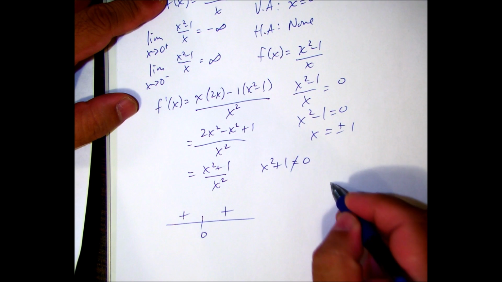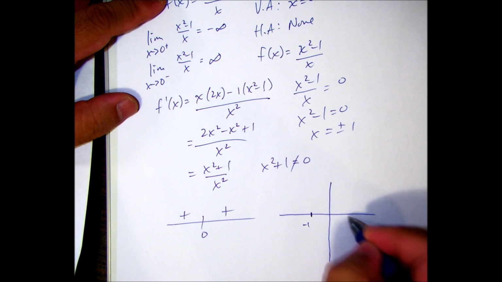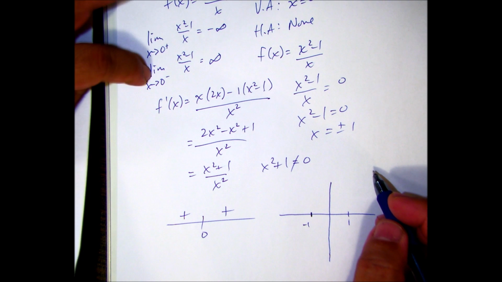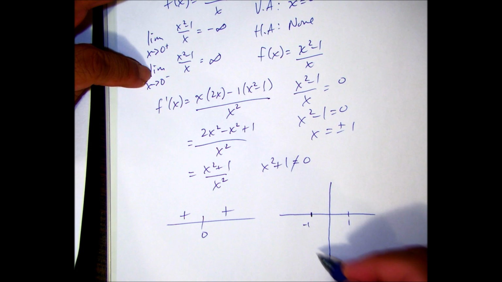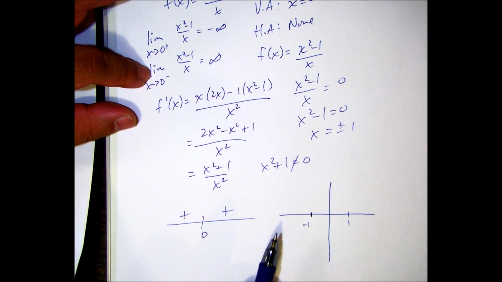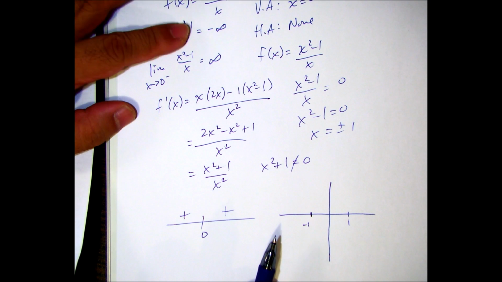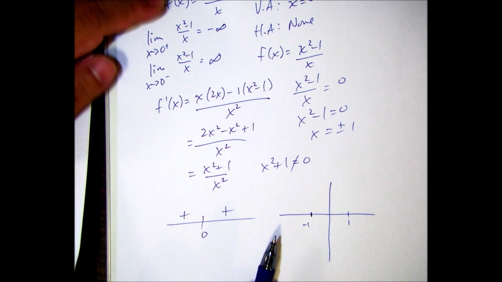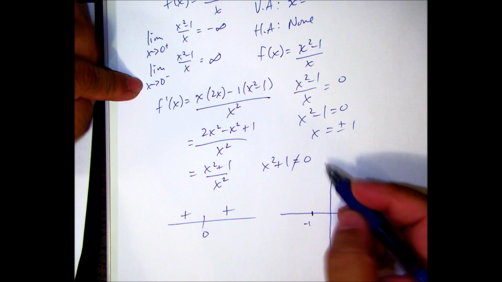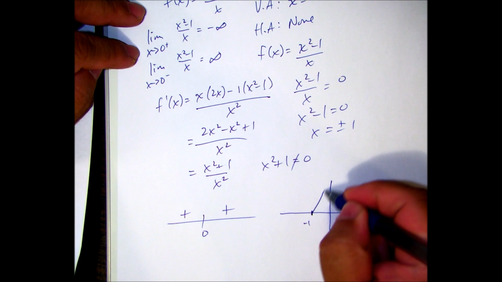Alright, so looking at the graph, let's see what we got. We know it crosses at negative 1 and positive 1. We know it's going to go to positive infinity as x approaches 0 from the left. And our derivative shows that it's constantly increasing. Wow, not very interesting. Okay, so it's constantly increasing. Alright, so something looks like this.